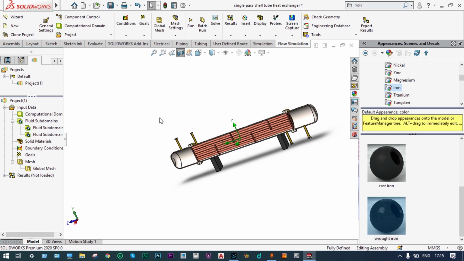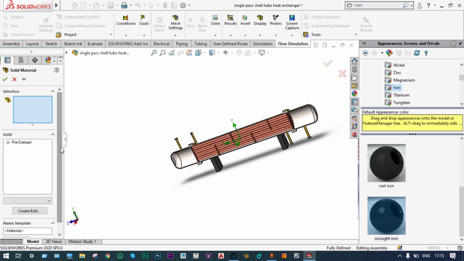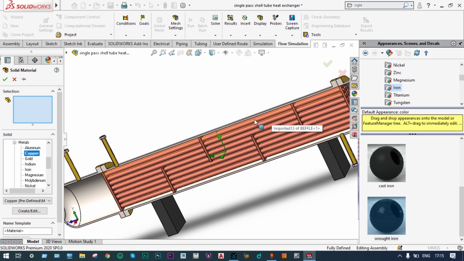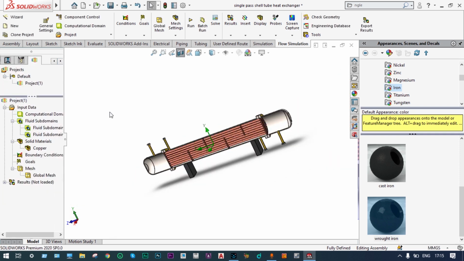Now we have to provide specific materials. Solid material, insert solid material, predefined. The main metal will be copper for these tubes. You can select the tubes from the geometry itself. Selected, green check. Now we have to provide material for this shell.